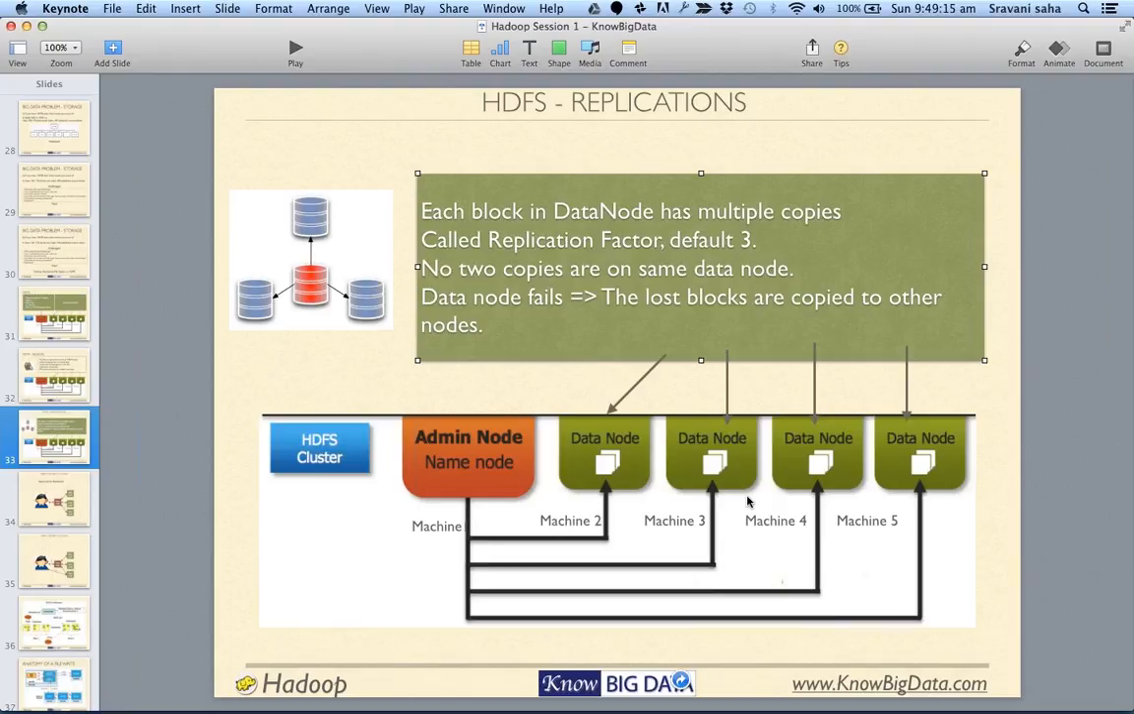If a particular data node fails, it means that all the blocks that were stored on that data node are lost, and hence those need to be regenerated. To regenerate them, the name node will inform the other nodes, saying whosoever had these blocks, please start replicating them onto this machine, and so on. That will ensure the system is up and running without interruptions.